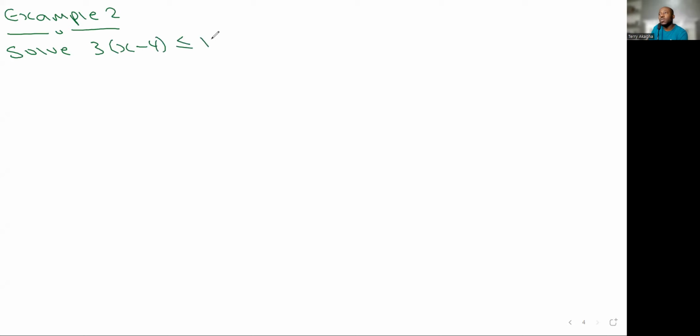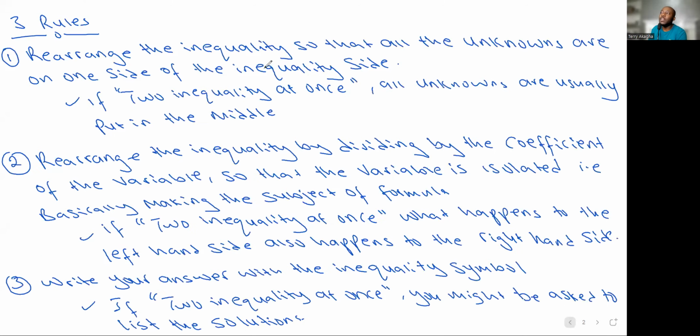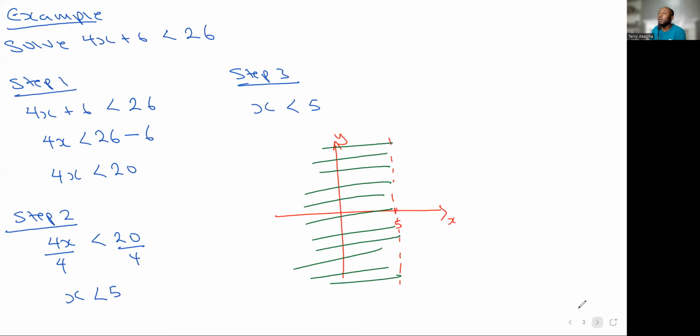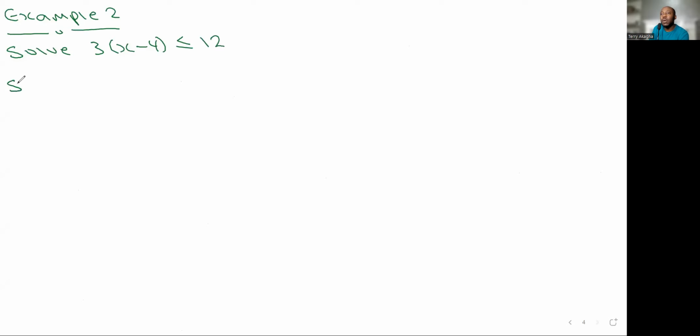less than or equal to 12. Okay, so step 1, rearrange the inequality so all the unknowns are on one side. All right, we'll try to rearrange this. So we have step 1. We have 3 into bracket x minus 4 less than or equal to 12. You open the bracket, 3 times x. So remember I told you when you have a, b plus c, to open the bracket will be a times b and a times what? c. Is that okay? So it's going to be the same thing here.